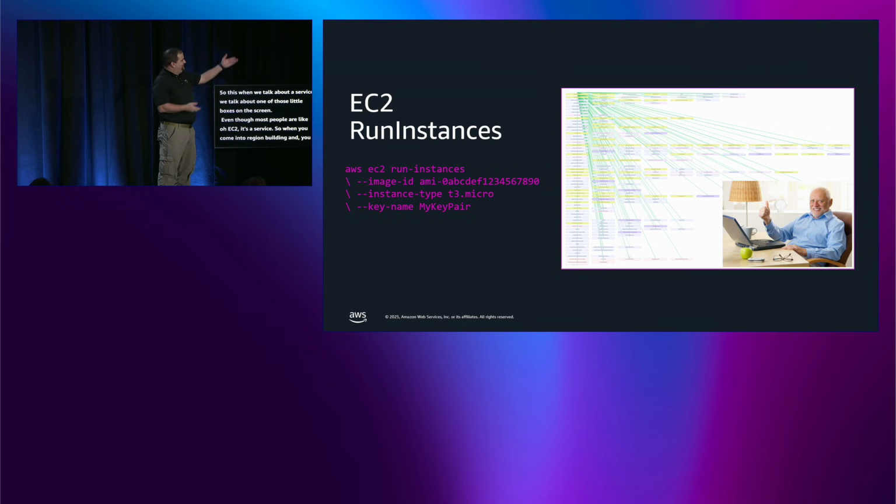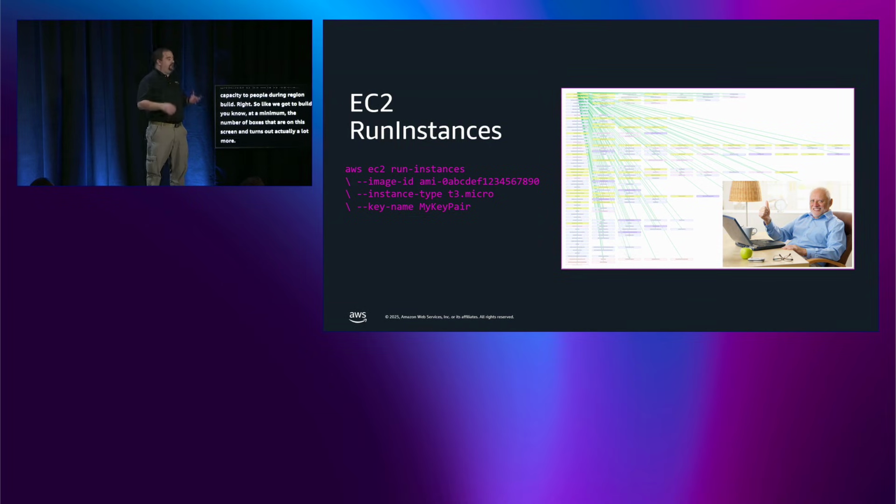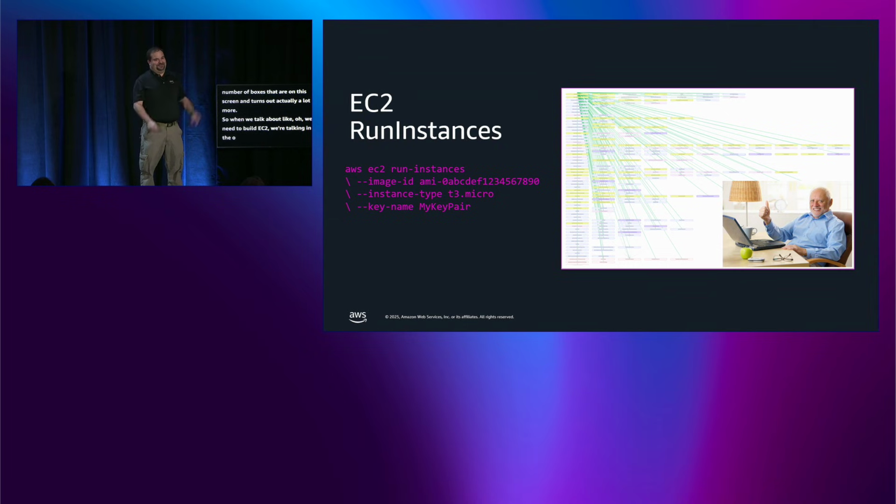So we have to build, at a minimum, the number of boxes that are on this screen, and it turns out actually a lot more. When we talk about building EC2, we're talking about a couple hundred different services. And those services, just like EC2 depends on S3 and Dynamo, depend on each other.